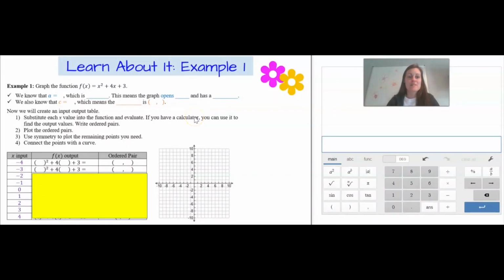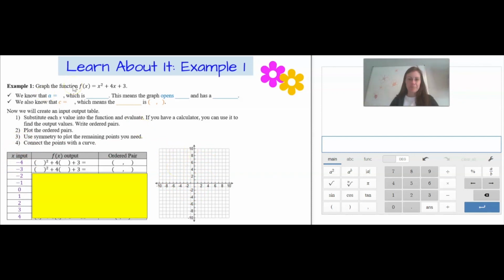In this Learn About It example, we're going to graph the function f of x equals x squared plus 4x plus 3. We're going to begin by looking at the structure of the function to tell us some information about what the graph looks like. Then we're going to move into creating an input-output table so that we can plot the ordered pairs and see a full picture of our graph and the key features.